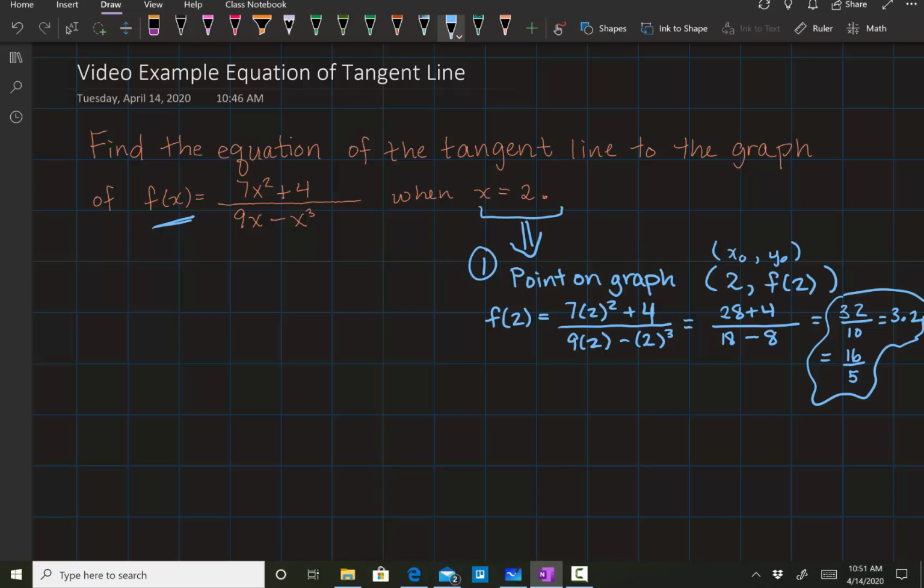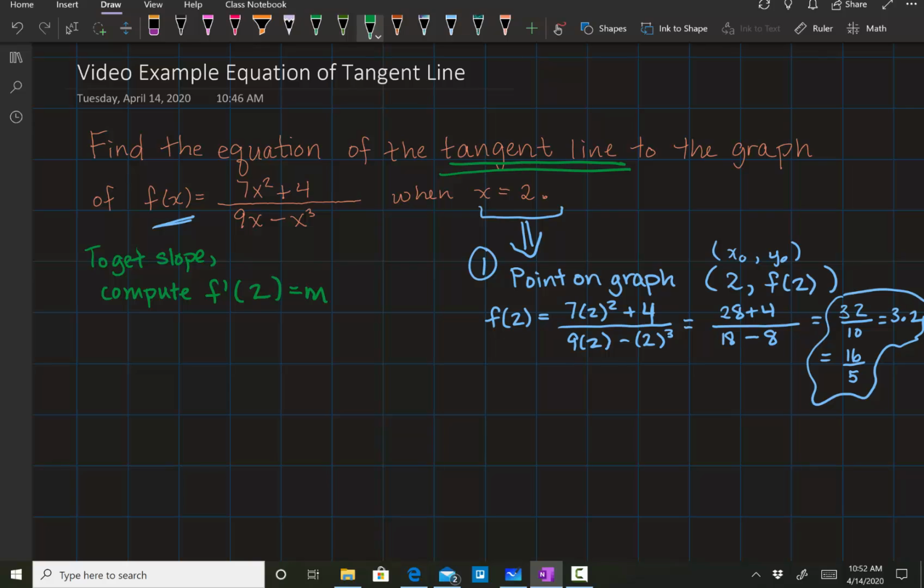And that's the first piece of information I need. But now I need a second piece. What I need is a slope. Now, because we're talking about a tangent line, I know that I can get the slope using the derivative. So let's write this down. To get the slope of the tangent, what I will do is compute f prime of 2 because I want the slope at the point where x equals 2.